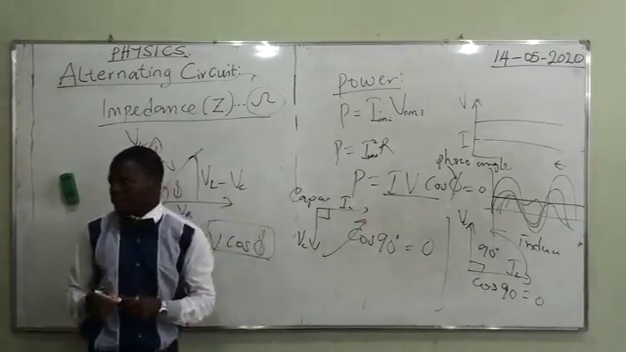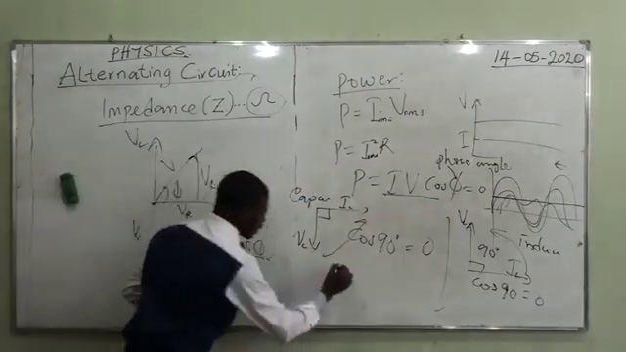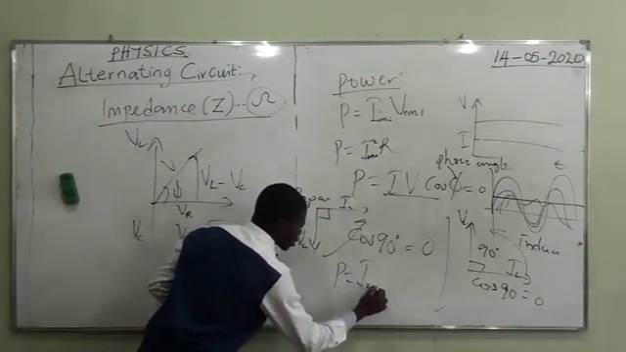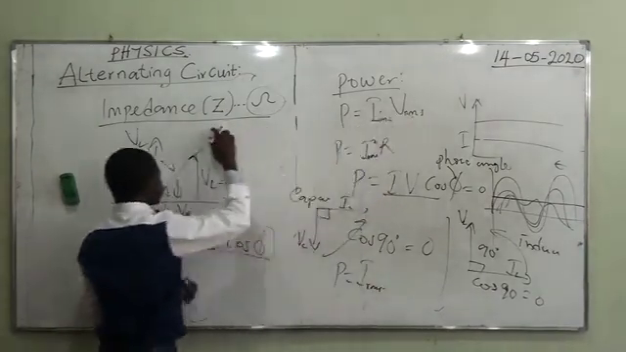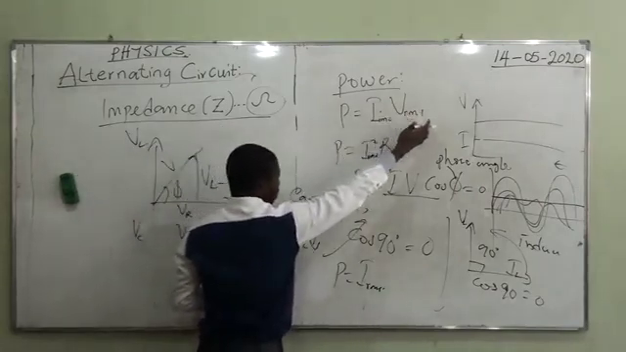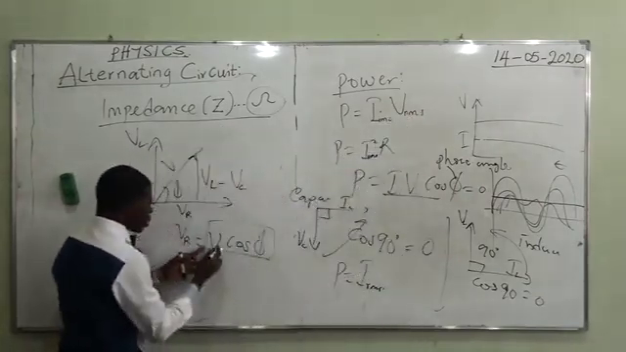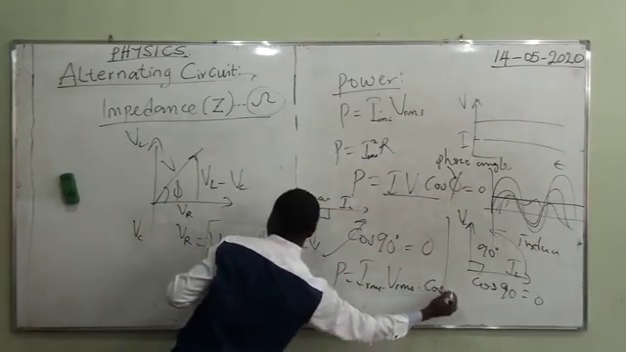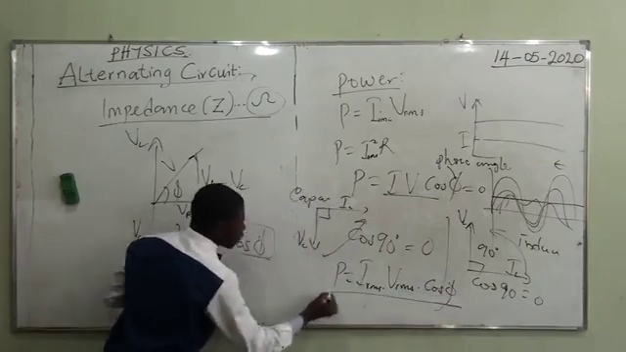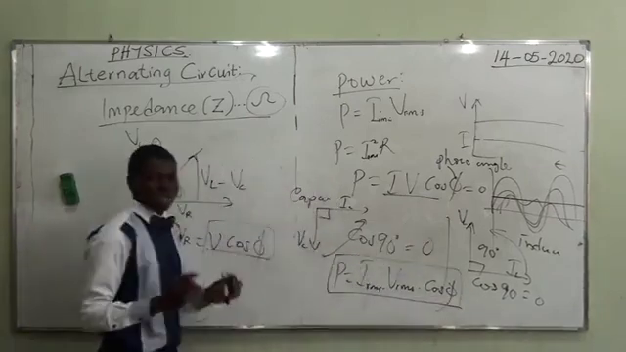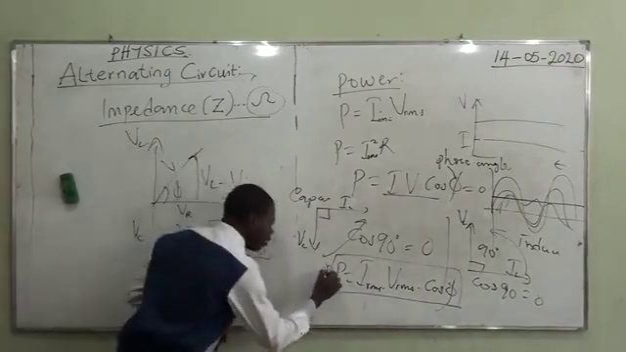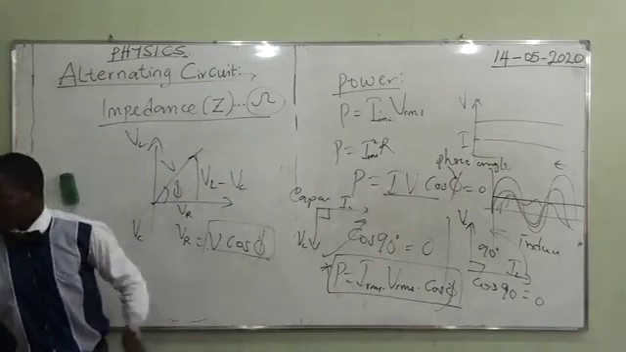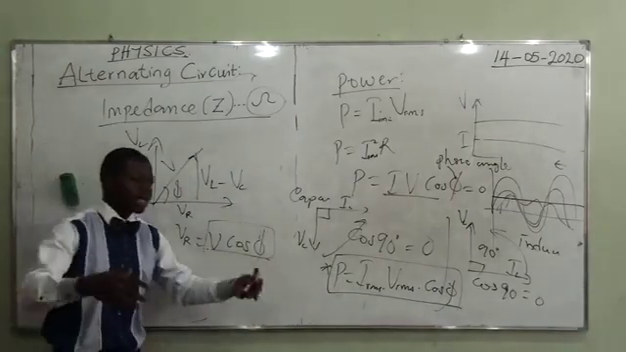That's how we can establish another formula: power is the current IRMS, times the voltage of the resistor. You can now put the effective voltage VRMS, then cos phi. And this is a more general formula for power in an AC circuit. Take note of this. This is a more general formula in an AC circuit. Yes.